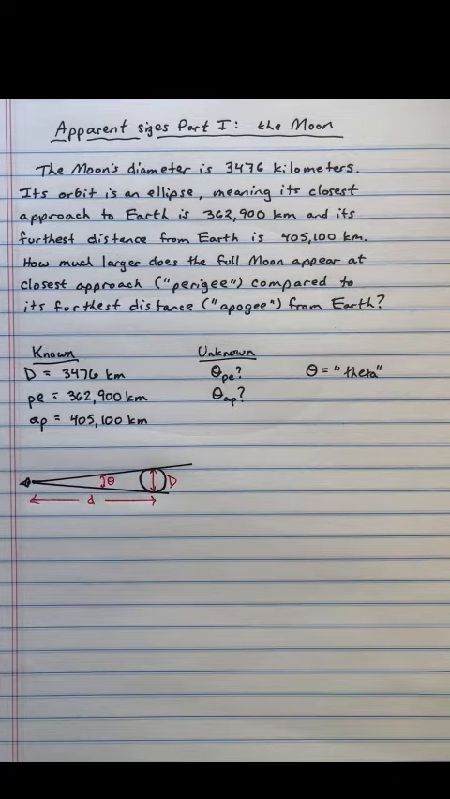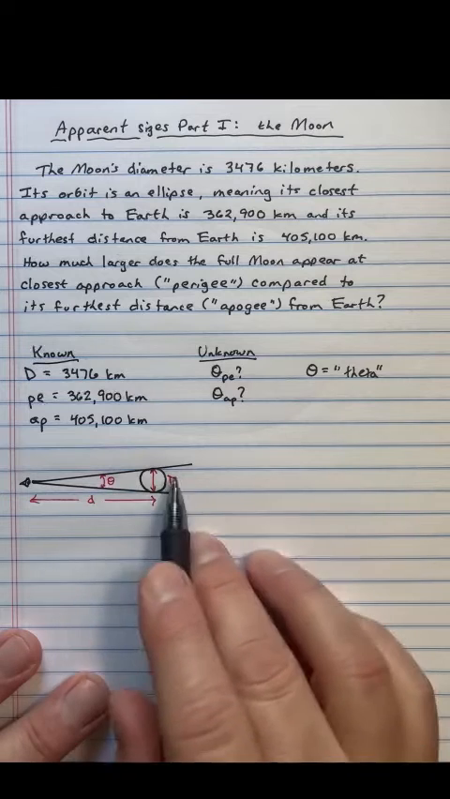We got two d words, unfortunately. D for distance, d for diameter. How do we keep them straight? Capital D is diameter, little letter d is distance. And that's a pretty common usage. All right, so how do I relate all these various things together?